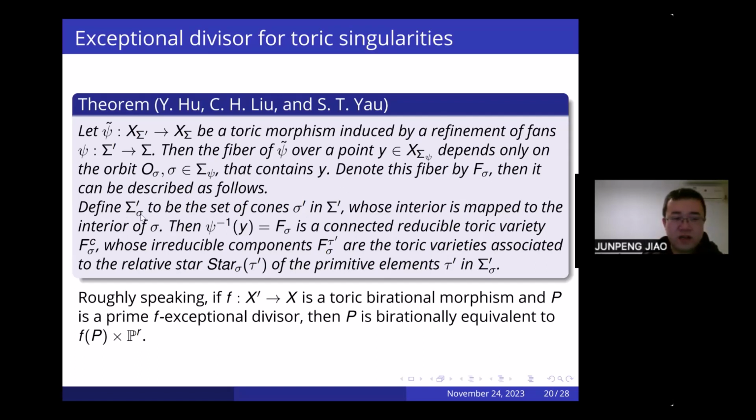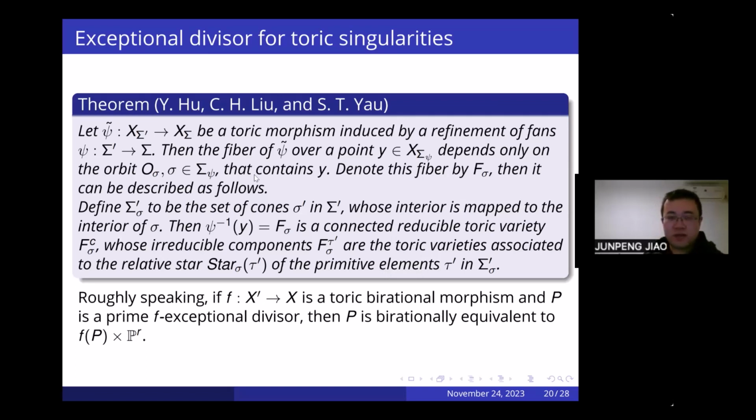So we define sigma prime to be the set of points whose interior is mapped to the interior of sigma. Then the inverse image of y is equal to f sigma. And this is a connected reducible toric variety, whose irreducible components are the toric varieties associated to the relative star of the primitive elements.